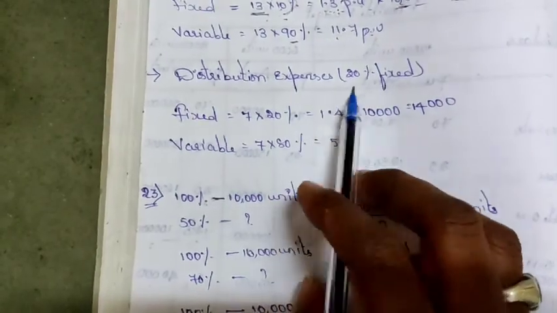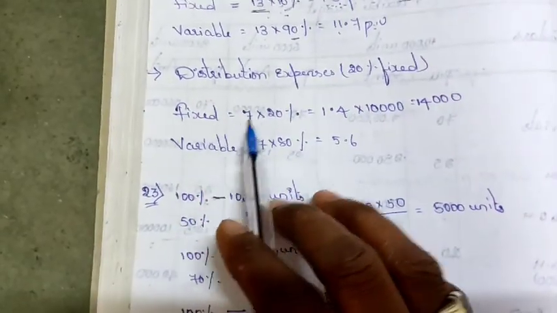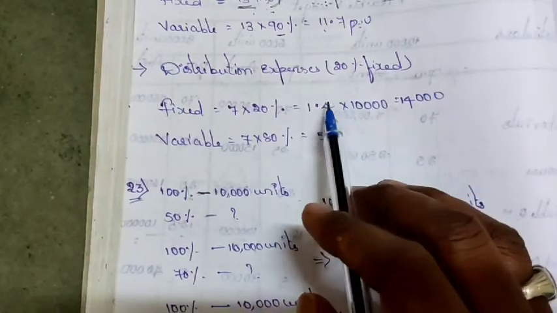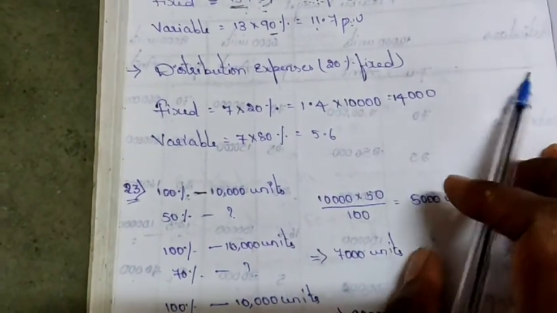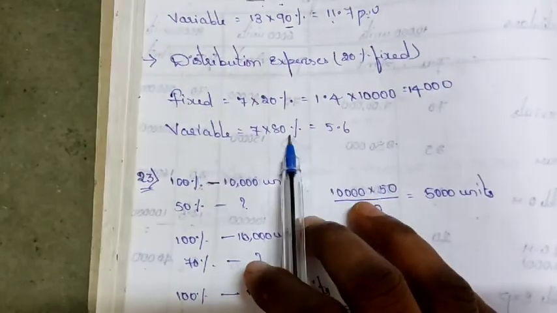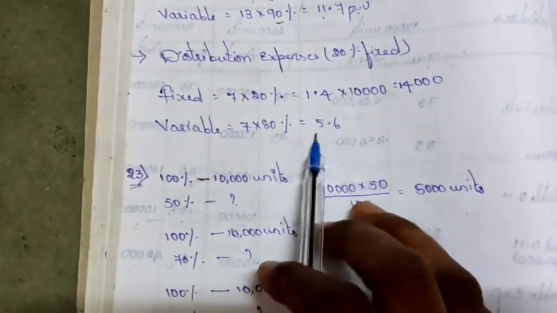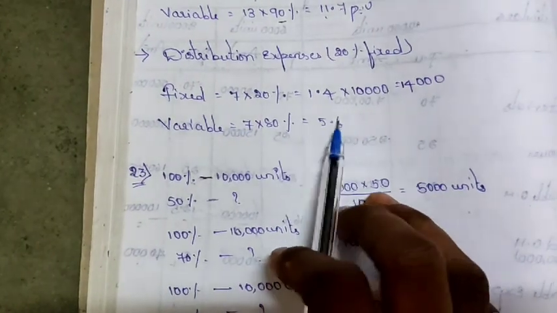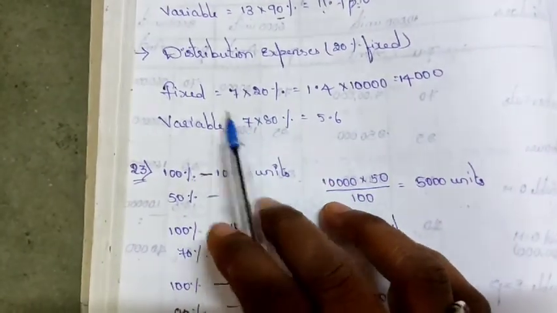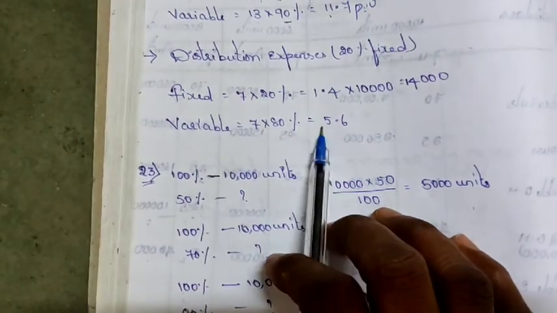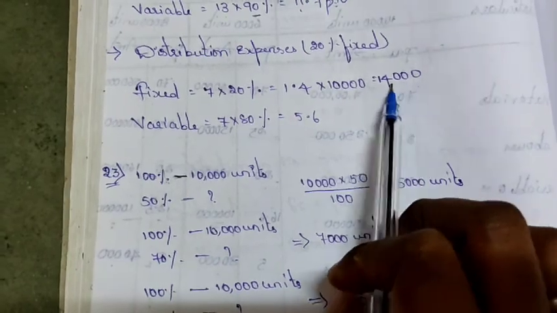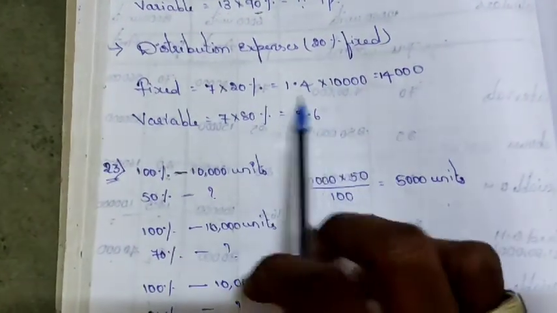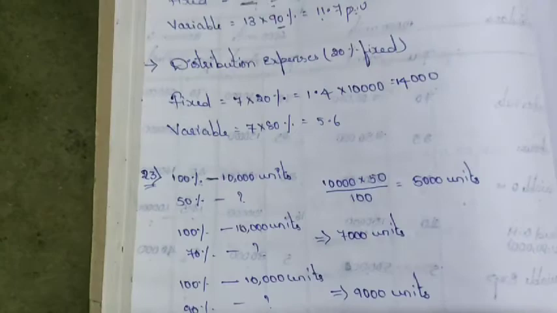Okay, so once you see here, distribution expenses 20% fixed he has said. So fixed is equal to 7 rupees into 20%, which means 1.4 into 10,000, 14,000. So for all the units you have to take 14,000. Variable: 7 into 80%, 7 into how much? 80% is equal to how much? 5.6 per unit. Nothing but 7 rupees we have divided into fixed and variable. So here fixed will be same for all the units, amount will be same. And in case of variable overheads, per unit will be same.